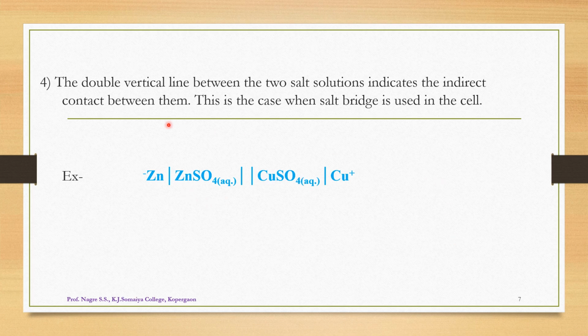So let us study this type of simple cell representation. Zn, vertical line, ZnSO4, double vertical line, CuSO4, vertical line, Cu. So in this case, we use a double vertical line which shows the indirect contact between this aqueous solution of zinc sulfate and the aqueous solution of copper sulfate. So this is an important convention number 4. That is, whenever a salt bridge is employed in a particular cell, use a double vertical line for the indirect contact between the two different salt solutions.